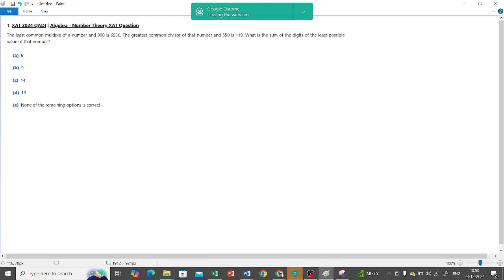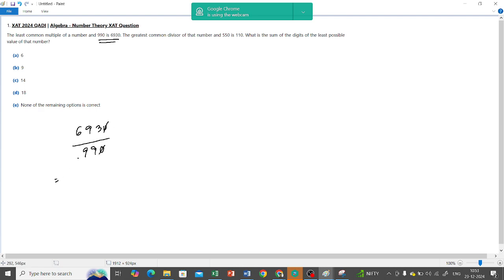GAT 2024: the least common multiple of a number and 990 is 6930. Okay, least common multiple means LCM. So the LCM of a number and 990 is 6930. Now see what we get from this first statement. It means 6930 is divisible by 990. So let me divide 6930 by 990.